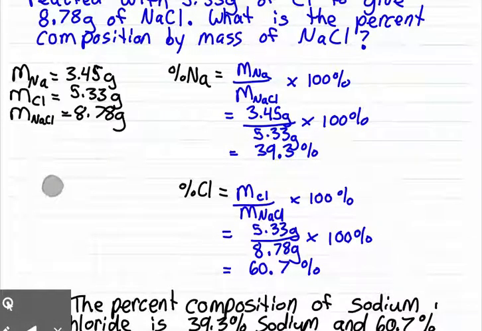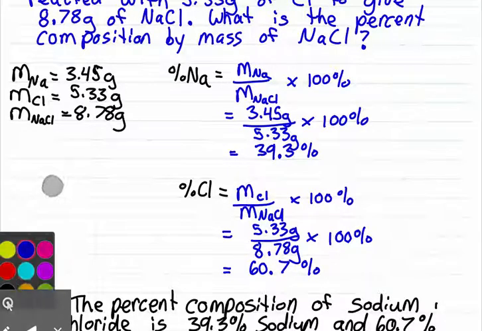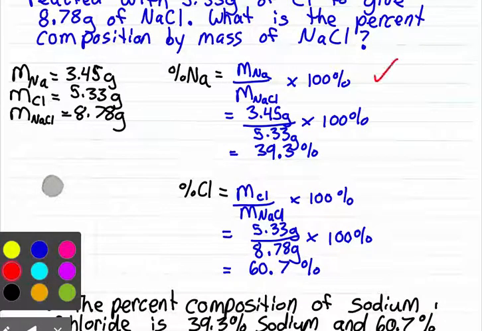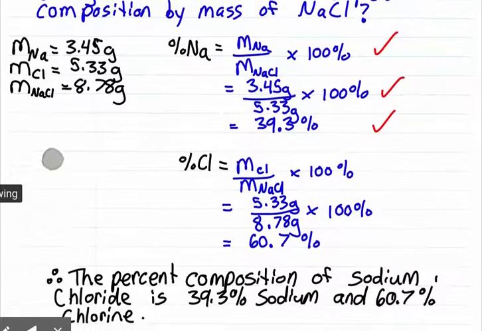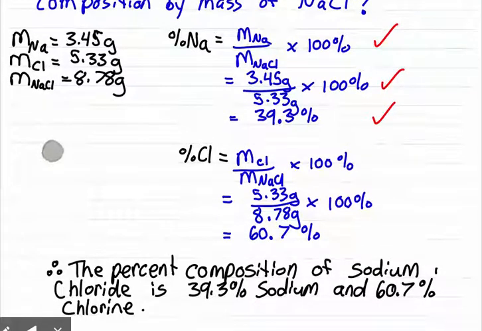Okay, so if you follow this process, you write out your formula like you see right here. You sub in your numbers and then you get an answer. That is proper scientific communication. So you want to make sure that you are showing me all of this work. If you have calculated it correctly, you should have 39.3% sodium and 60.7% chlorine, and you're finishing off with a lovely therefore statement.